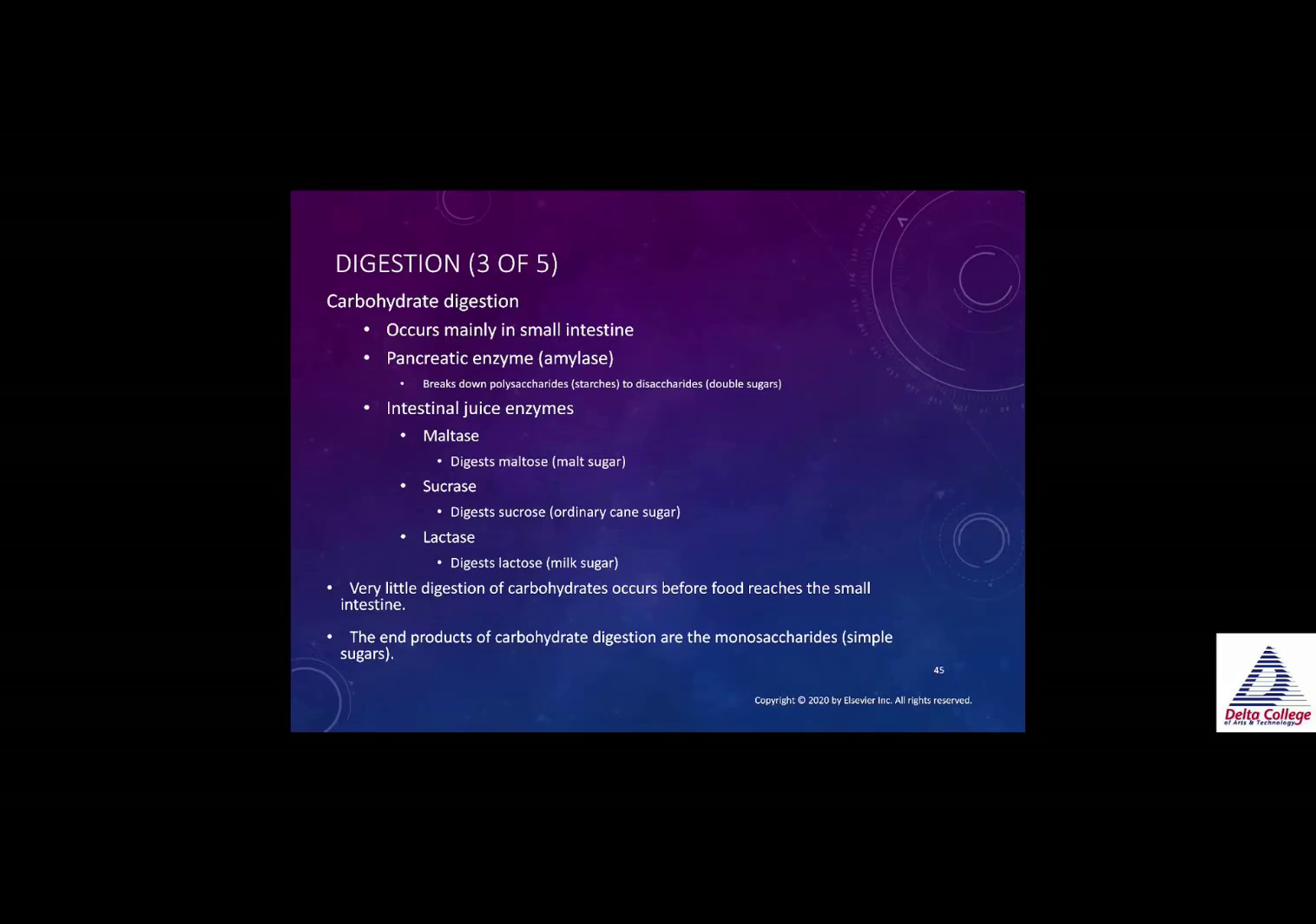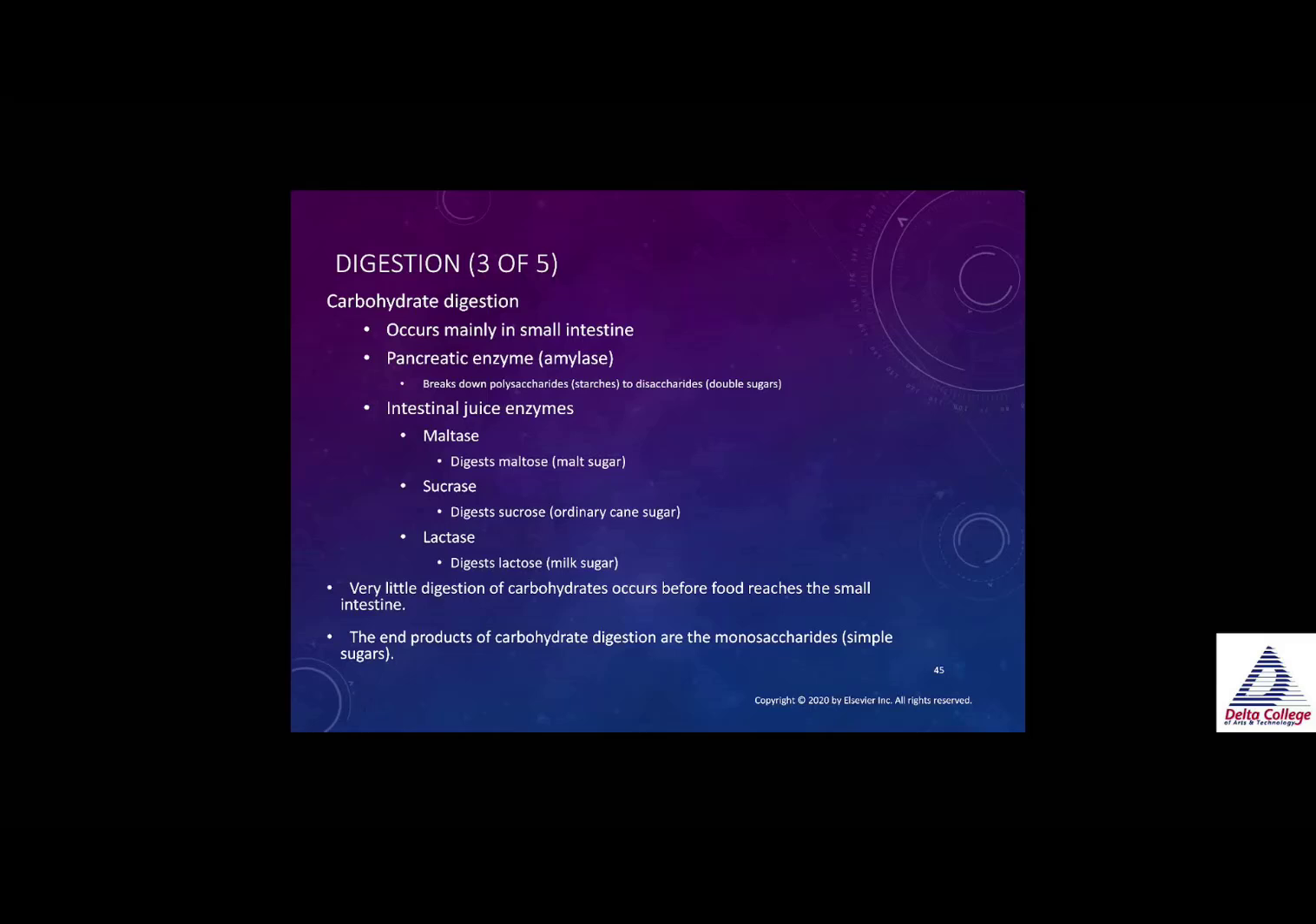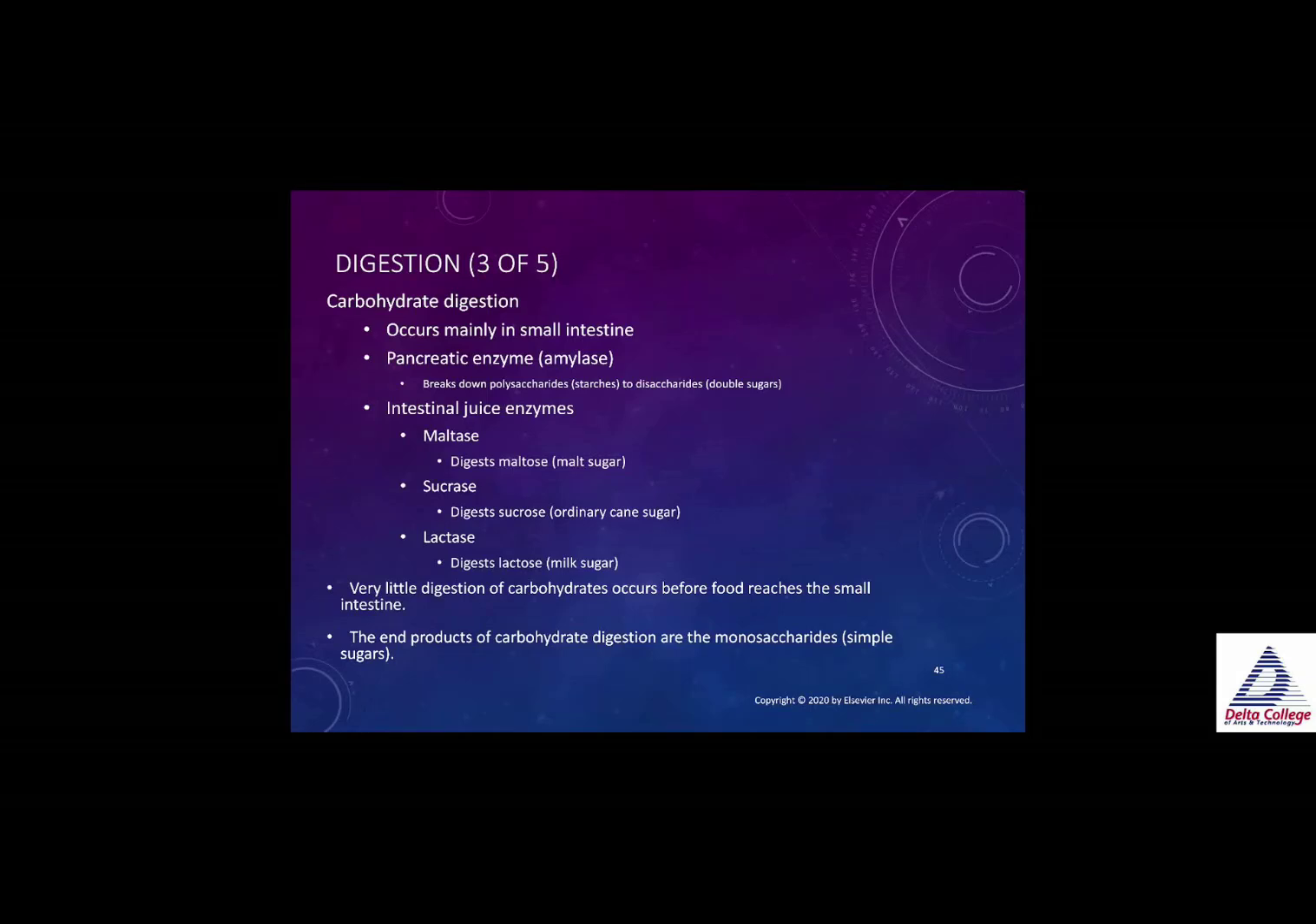So carbohydrate digestion occurs mainly in the small intestine, and it uses a pancreatic enzyme called amylase. Amylase breaks down polysaccharides or starches into disaccharides or double sugars. So polysaccharides are starches. There are a lot of sugars, so it breaks them down into double sugars.